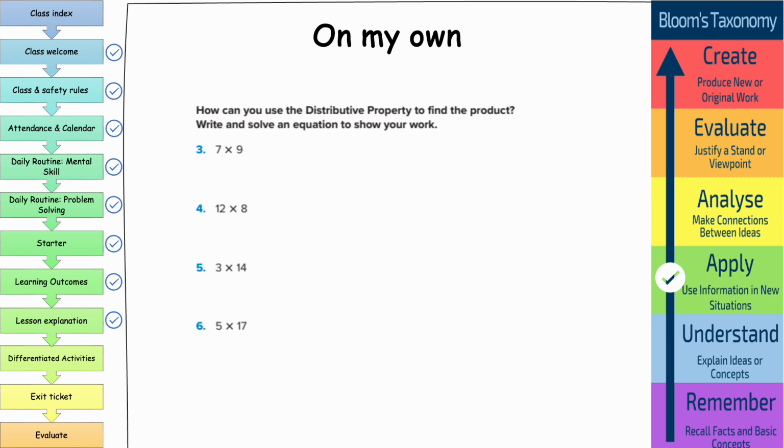Okay, how can you use the distributive property again to find the product? Now in 7 times 9, I will decompose the 9. Grade 4, this is a tip. Choose the biggest factor to decompose.